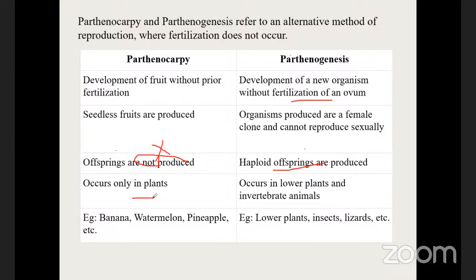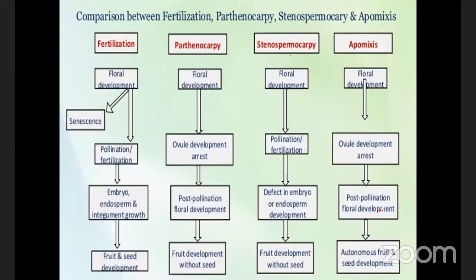Parthenocarpy occurs only in plants. Parthenogenesis occurs in animals and plants. Parthenocarpy is seen in banana, watermelon, pineapple, cucumber. Parthenogenesis is seen in lower plants, insects, and lizards.